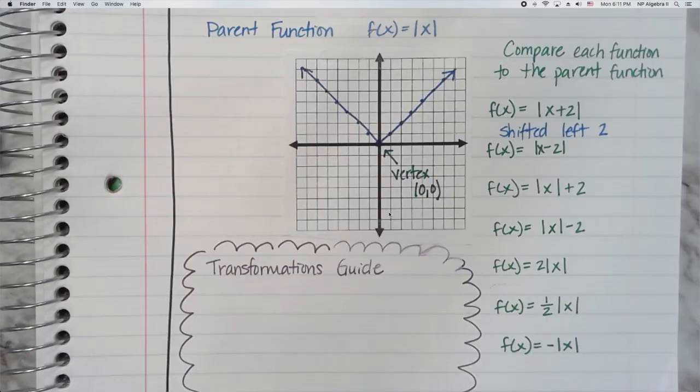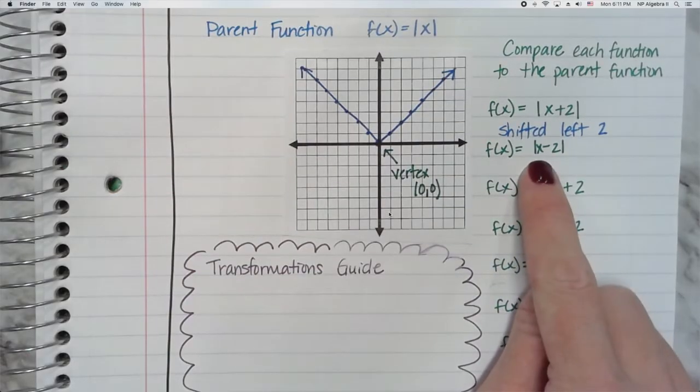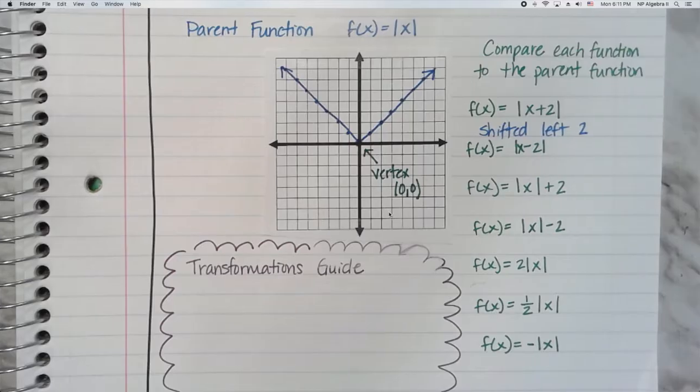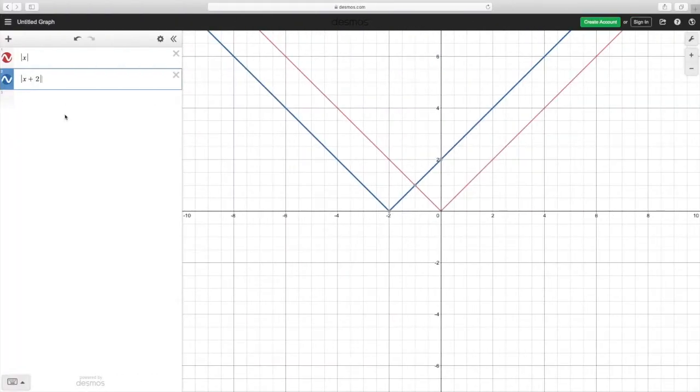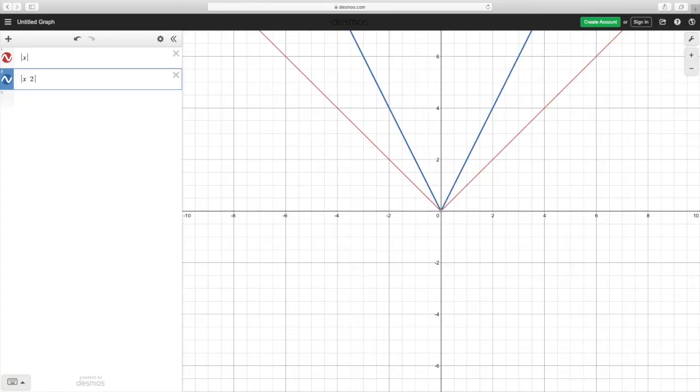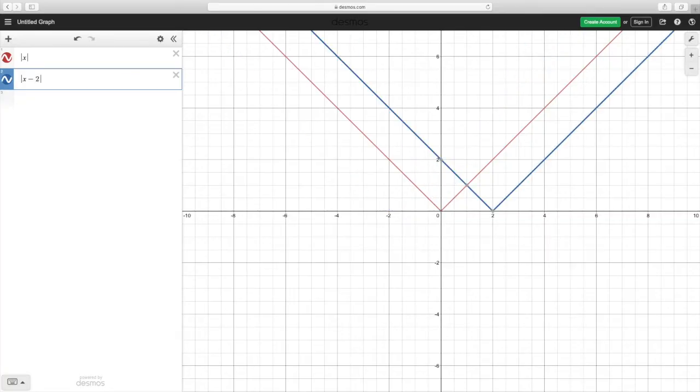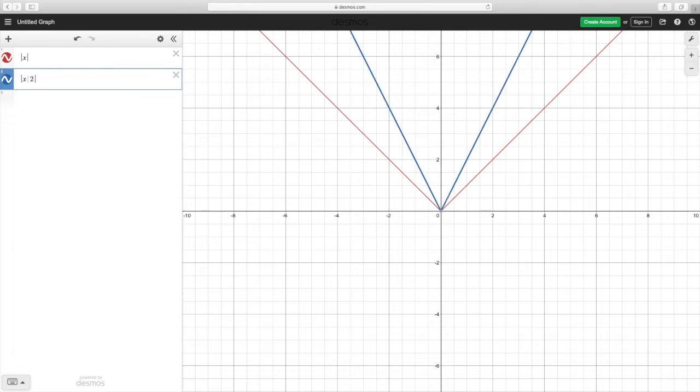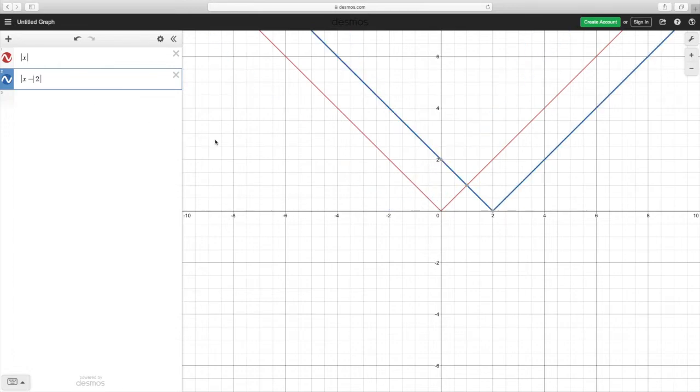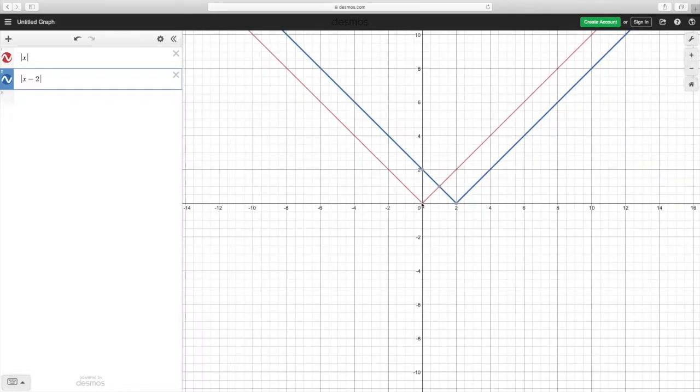Now let's compare our parent function to this next one, the absolute value of x minus 2. So going back to Desmos, I'm just going to edit this to be a minus. So now minus. And now take a look. This was plus. This is minus.